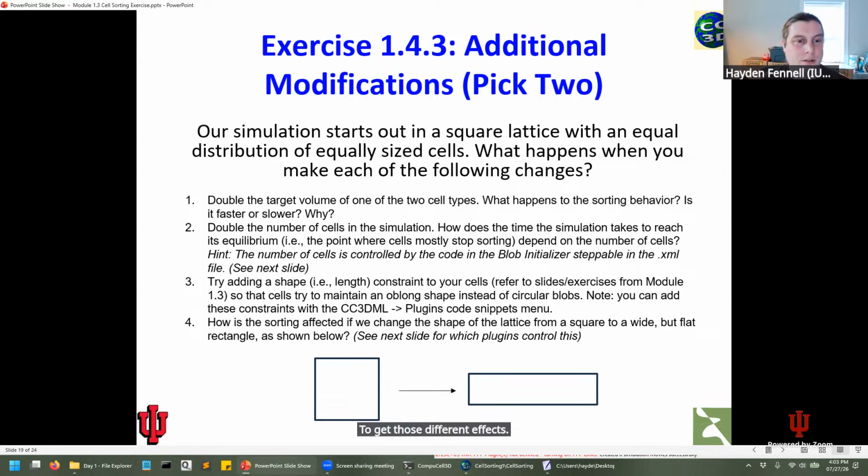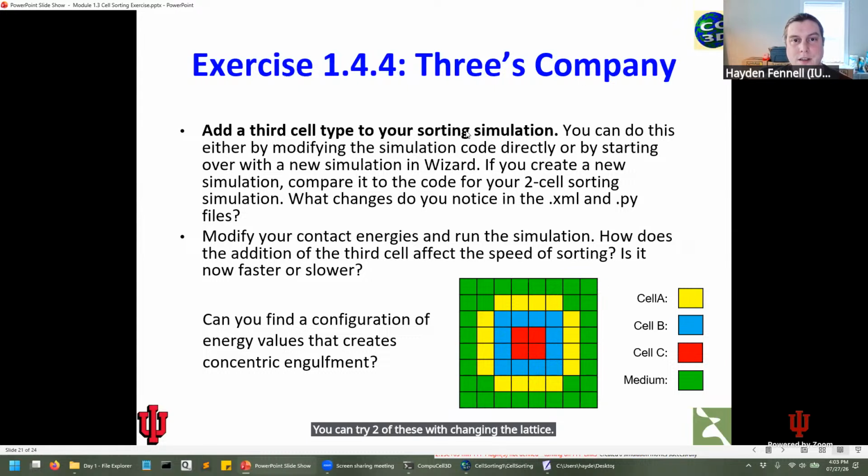So if you want to pick two of these, we can look at the shape plugin together in a minute if people are interested. You can try two of these with changing the lattice, changing cell shape.